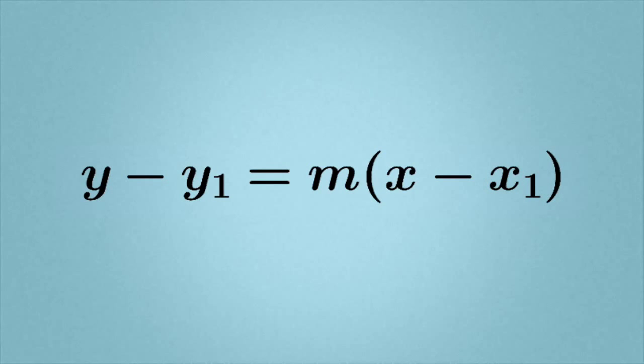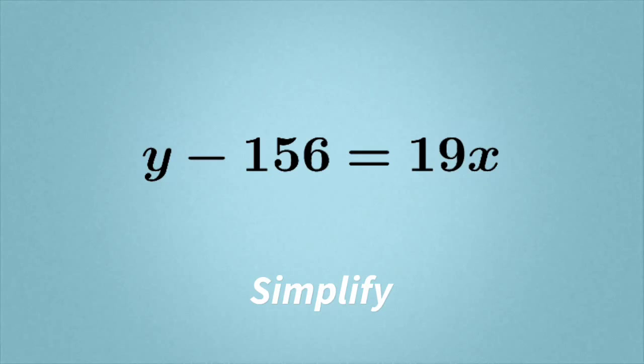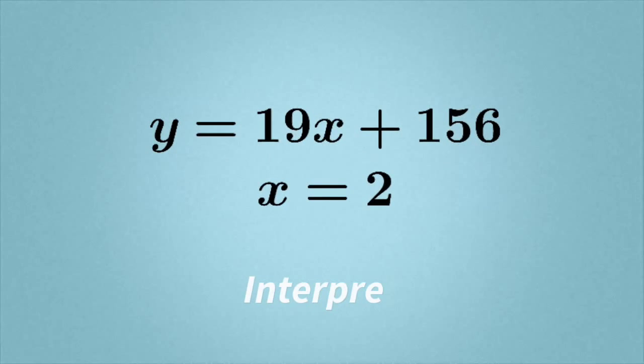To answer the question, however, we'll be using the point-slope form of the line. We know the slope, and picking the point (0, 156), we end up with the following equation. We simplify this equation and solve for y to get the equation y equals 19x plus 156. This is our linear model for the number of overnight stays in Yosemite.